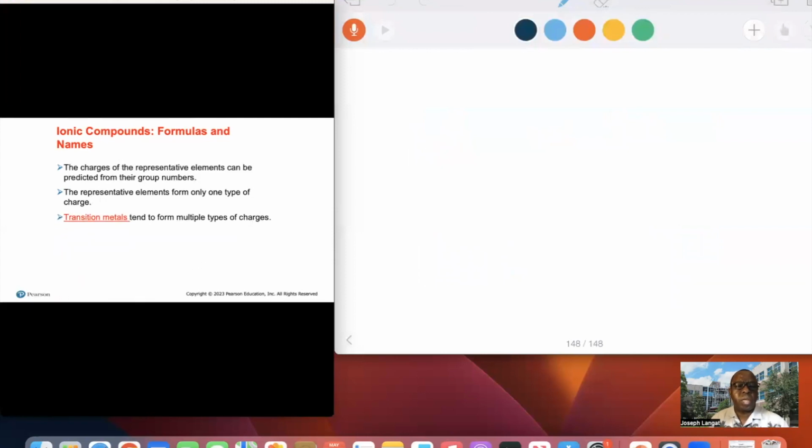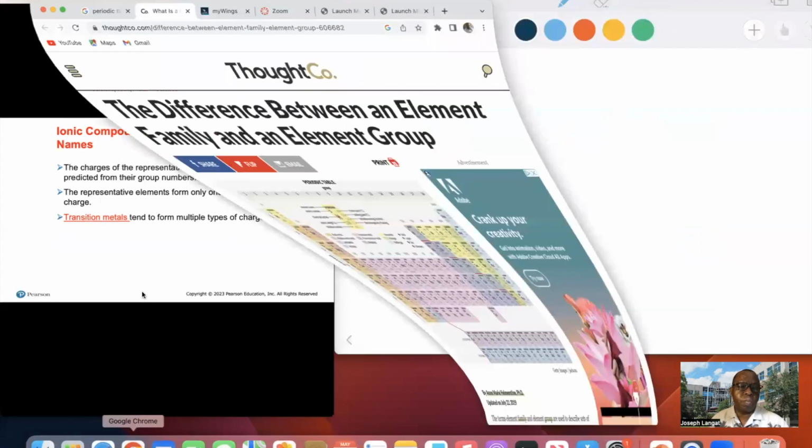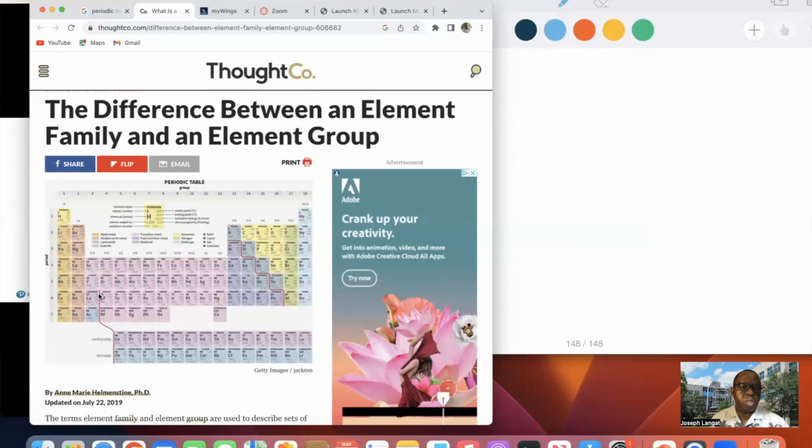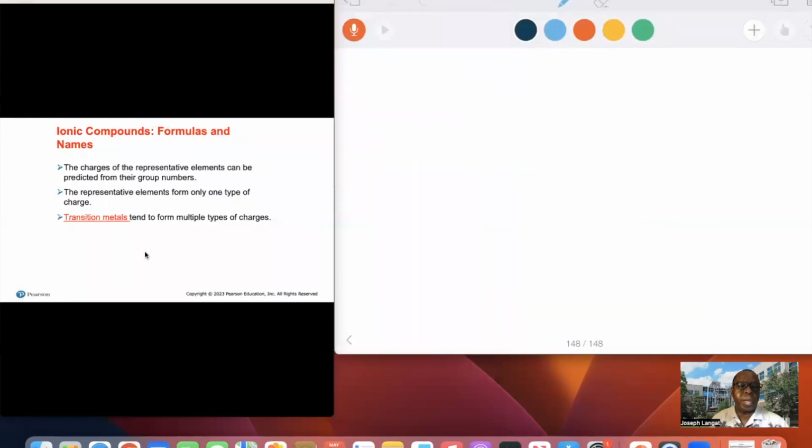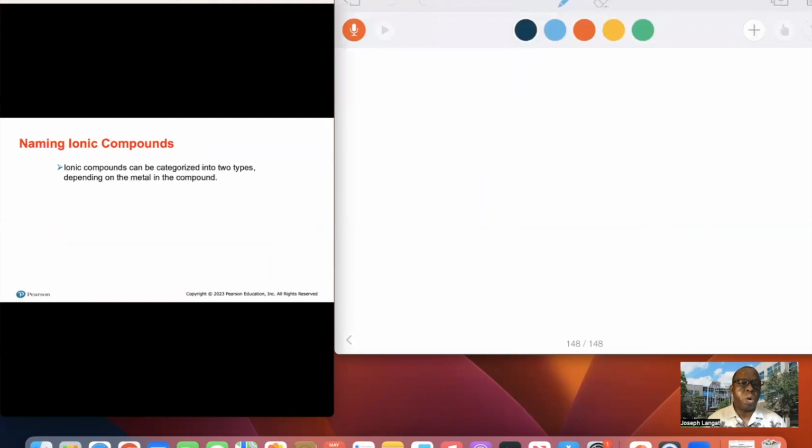Transition metals tend to form multiple charges. You know where the transition metals are. This is not all of them right here, but most of them form multiple charges. We will look at how we predict the charges for those using what you are given. Please, for the transition metals, do not use the periodic table to predict their charges. You have to learn that. I'll show you how to predict the charge for the transition metals.